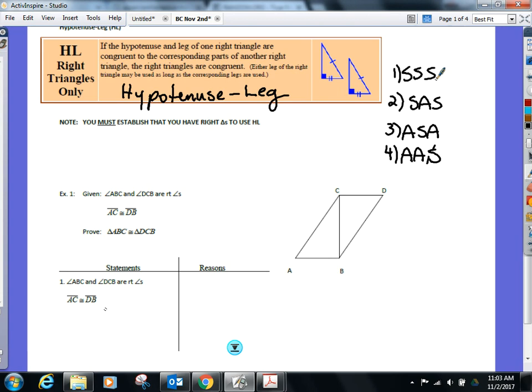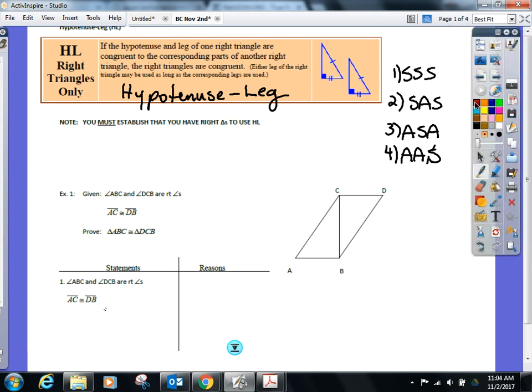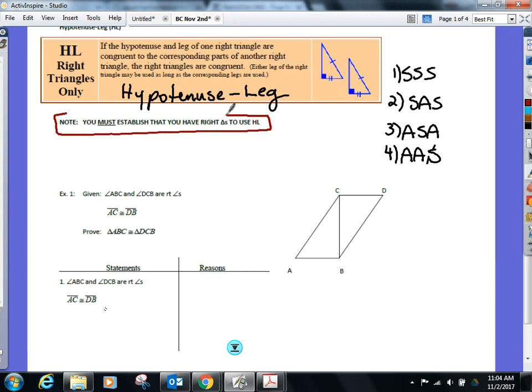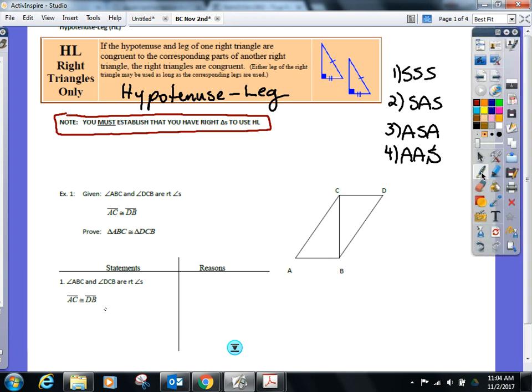And this is why I have the note here. If you are going to use hypotenuse leg in a proof, you have to tell me somewhere in your statements that you have right triangles. Okay, you have right triangles, right? If you use HL in the proof, which we'll do a bunch. We're going to do 4 proofs today that involve HL.